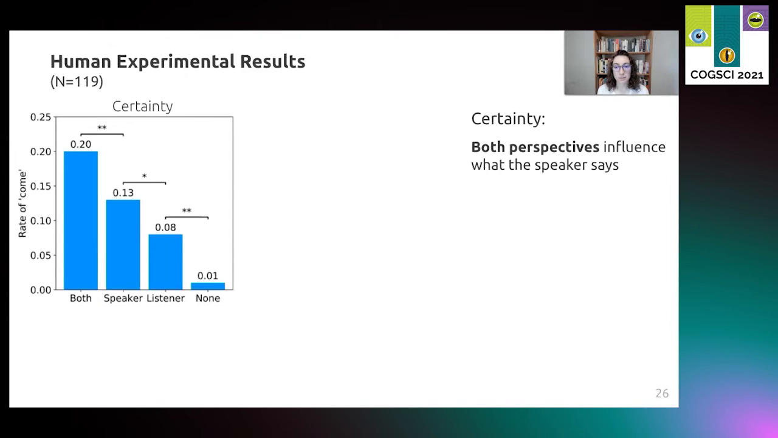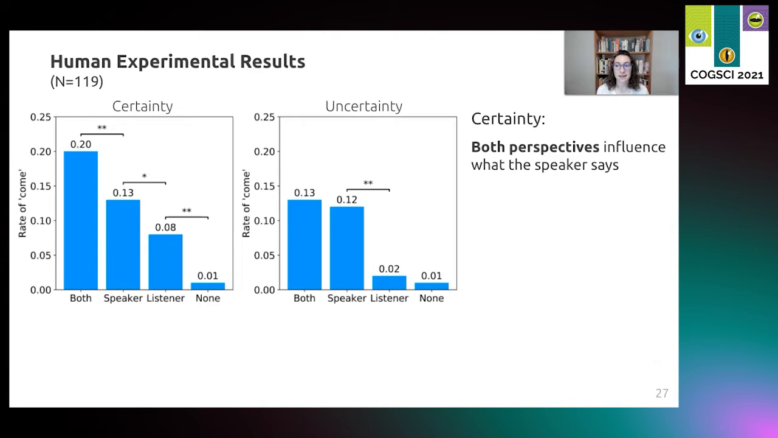This suggests that both the speaker and listener perspectives influence what the speaker says, in line with what has been found in other work on perspective taking, such as in reference tasks. And these are the uncertainty results for come.